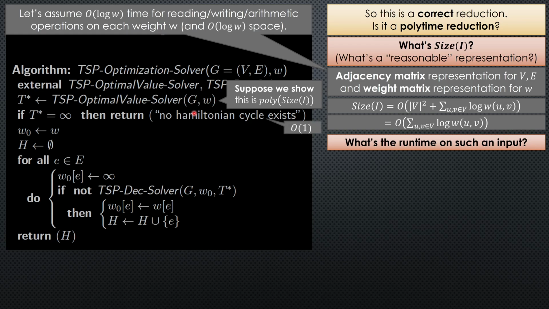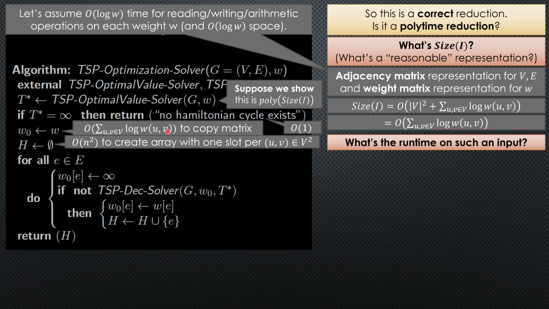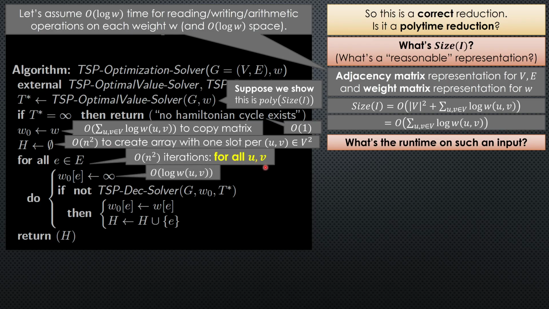Okay, so this step is constant time. This step, now we have to copy the matrix. We're going through each of the slots, and we're doing order log W_UV work to copy, to read and write those log W_UV bits for that weight W_UV. And then for H, we're still creating an array with 1 slot per thread, so that's still n squared. And then we have n squared iterations for all U, for all V. And then now when we assign a weight, it's actually log W_UV.